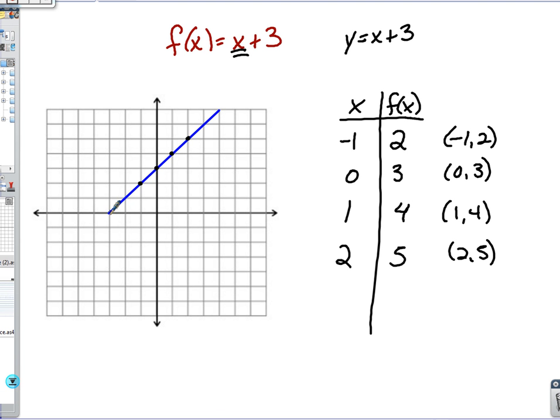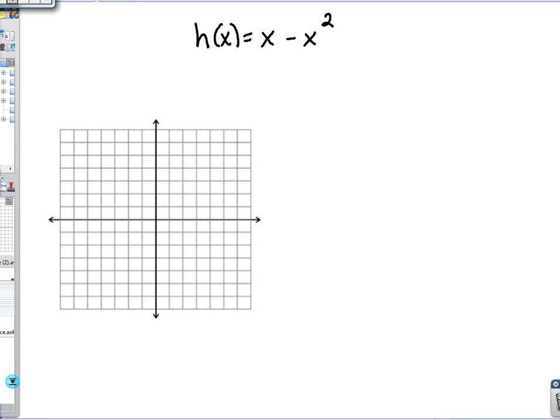And there is the graph of f of x equals x plus 3. Okay, let's look at something now that's actually nonlinear. And you're doing it the exact same way. Again, this is probably going to be just simply a review from the previous section.